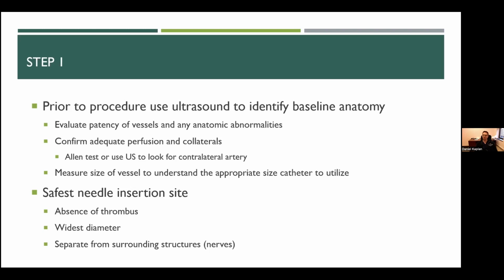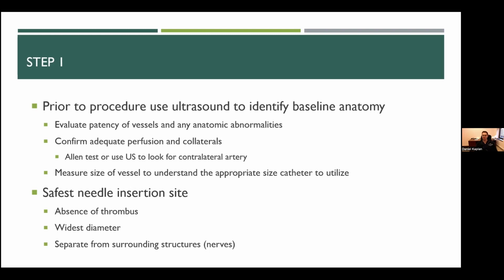You want to measure the size of your vessel to try and understand the appropriate size catheter to use. Typically, in my practice, 2.5 to 3 French catheters peripherally, and sometimes a little bit bigger if you're going centrally, depending on the size of the patient. But you always want to measure the vessel because some kids can have smaller vessels where you want to target a smaller size arterial line.